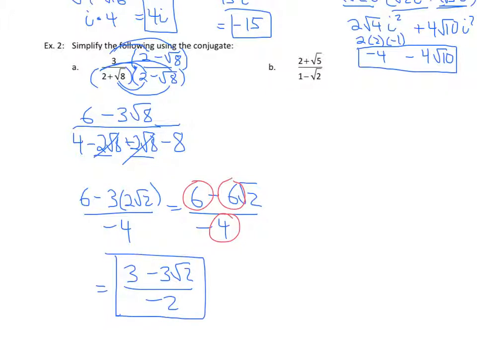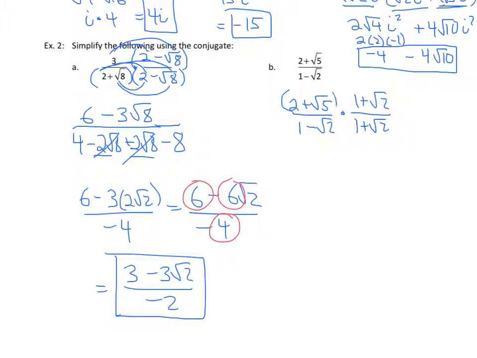Okay, in the next one, feel free to try it on your own. You can put me on pause if you want, but I will go through it. Same thing, we take the expression and multiply by the conjugate of whatever's in the bottom. So I'm going to multiply by 1 plus radical 2 over 1 plus radical 2.